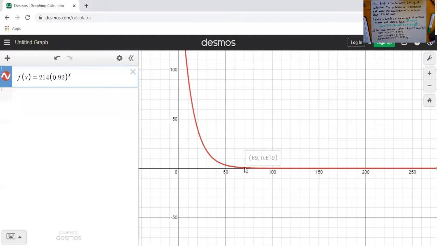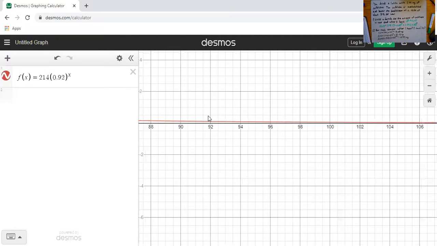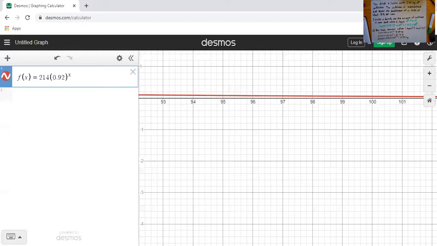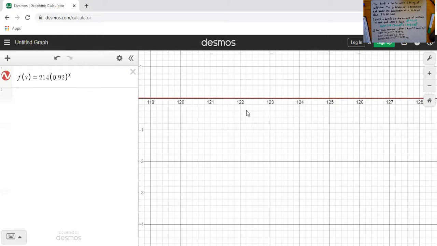After 72 hours, we're at half a milligram. So there's still some in the bloodstream, even after 3 days. It's not enough for you to feel, but it's still there. And that's because of this asymptotic curve we have here.